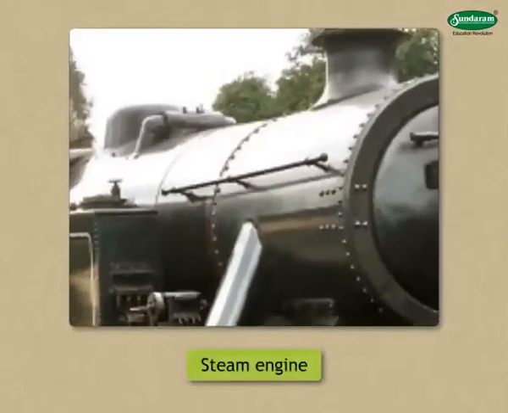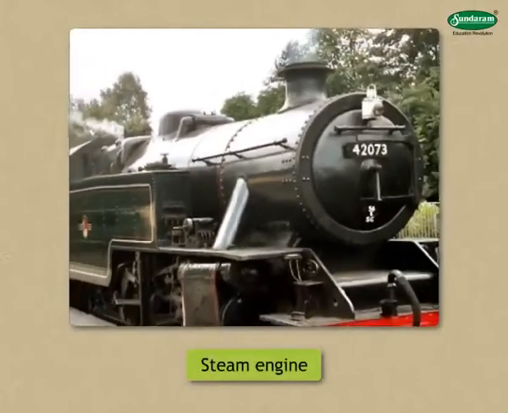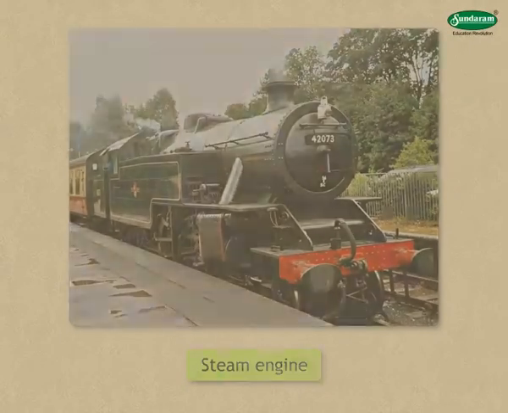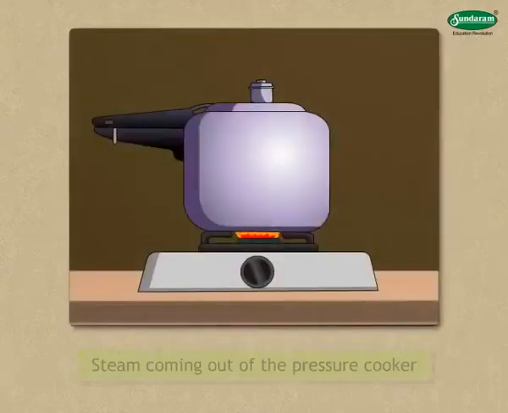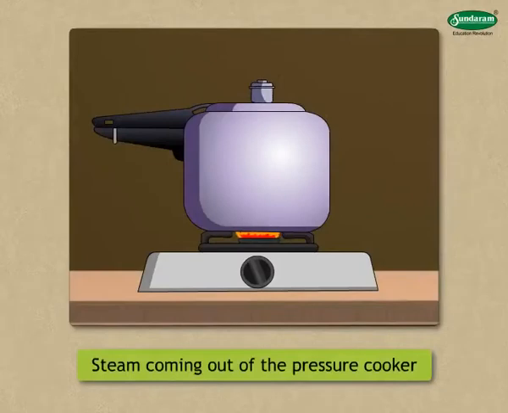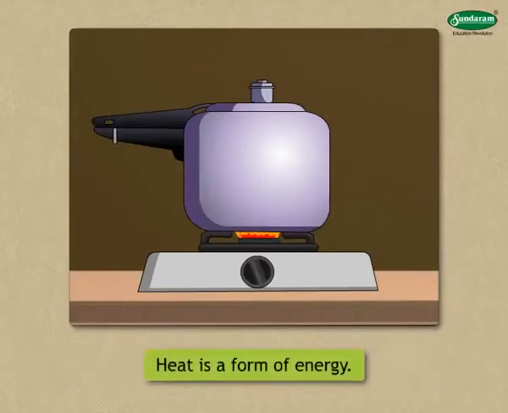In a steam engine, work is done by using heat to change water into steam. You must have seen a jet of steam coming out of the pressure cooker. It means that heat is a form of energy.